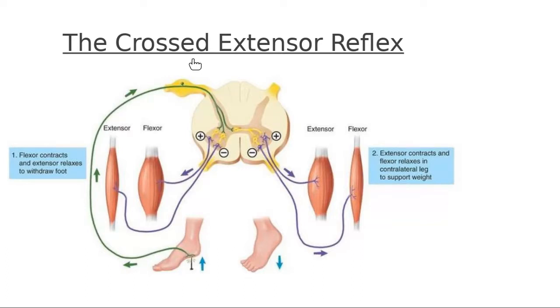Let's use our words. The crossed extensor reflex. Let's start with the easy one. Cranial or spinal? What kind of reflex do I see from this picture? Yep, this is another spinal reflex. Spinal reflex. I know that because I see a spinal cord. Is this monosynaptic or polysynaptic? This is polysynaptic. How do I know that this is a polysynaptic reflex?